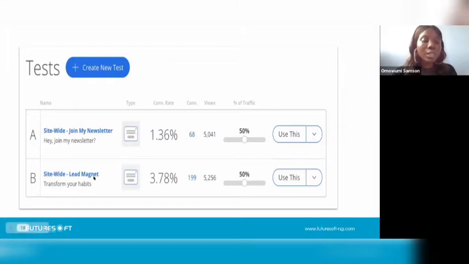Now, when he used a lead magnet, which reads "transform your habits," depending on what the blog is about, of course, he has more conversions, a 3.78% conversion rate. And that's 199 people who dropped their email address. That's way above half of the people who initially signed up. So that's to show you how effective it is when you actually add value to your newsletter.